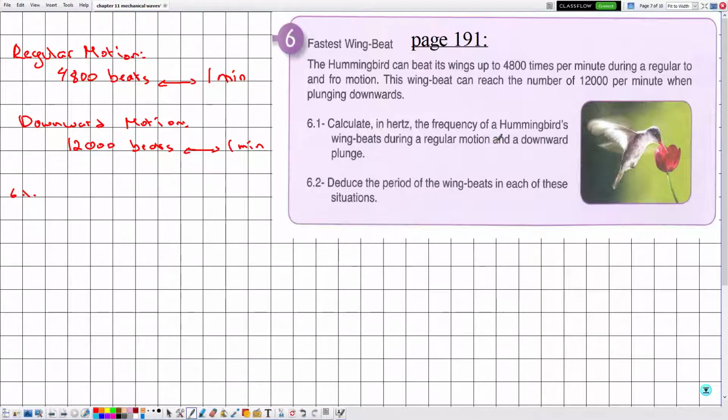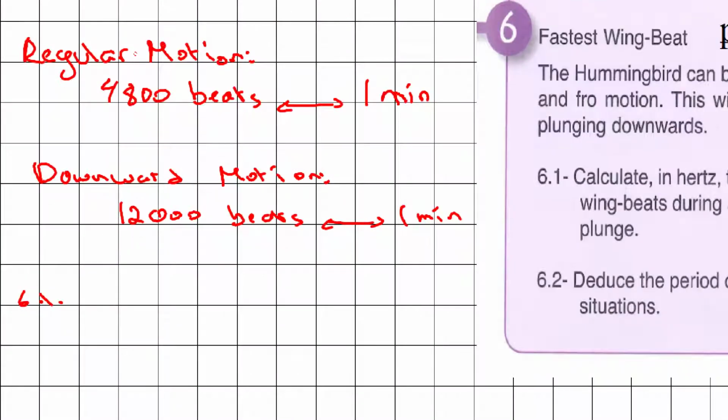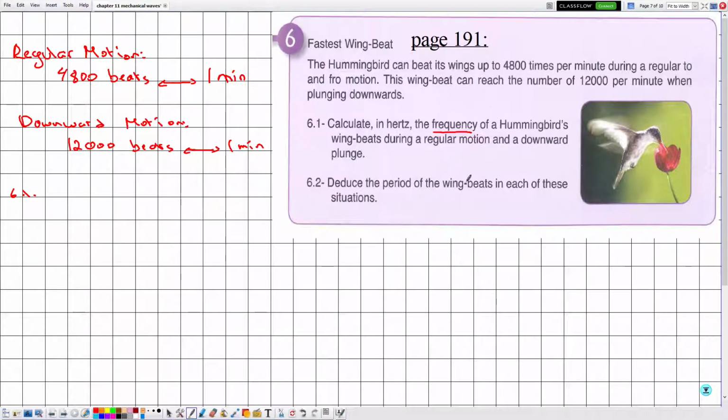Now in 6.1 they are telling us to calculate the frequency of a hummingbird's wing beats during a regular motion and during a downward plunge. So we need to calculate the frequency in each of the following cases. Now usually the frequency is calculated using the following formula: frequency is equal to 1 over the period. But in this case we don't know the period during both motions.